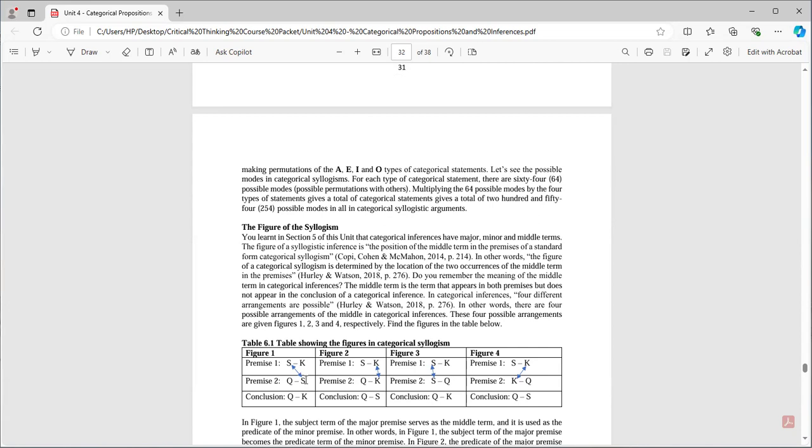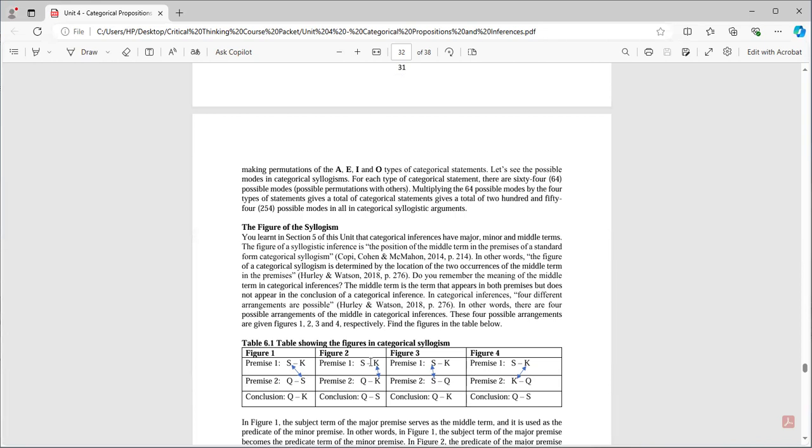The arrangement where the middle term in the first premise is the subject term, but in the second premise it is the predicate term, is called figure 1. Figure 2, where the predicate term in the first premise is the same predicate term in the second premise. Figure 3, where the subject term in the first premise is the subject term in the second premise. So let's start again. The middle term is the subject term of the first premise, but the predicate term of the second premise.